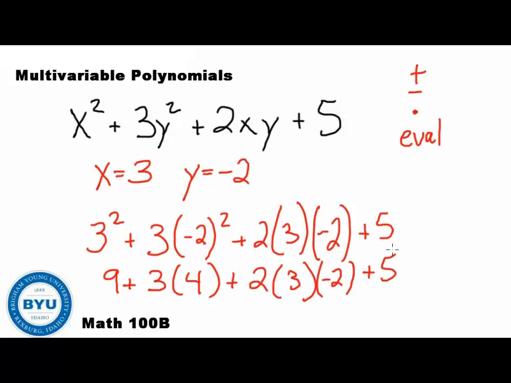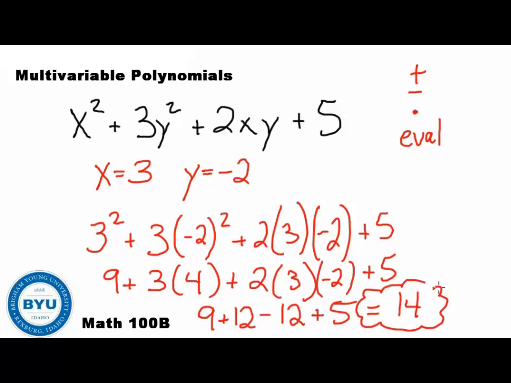Okay, so we did exponents. Now we would multiply. And so I'm left with 9 plus 12 plus, actually that's going to come out to be minus because it's going to be 2 times 3, which is 6, times a -2, which is -12 plus 5. And our last step is to add. Notice that 12s cancel out. So really all we have is 9 plus 5, which is 14.